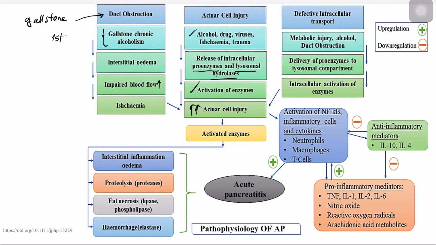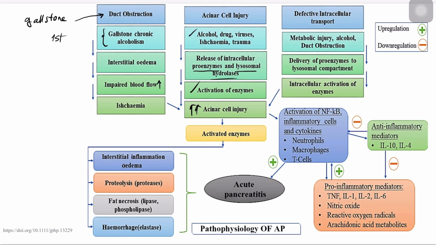The third reason is defective intracellular transport, usually because of metabolic injury, alcohol, or duct obstruction. There is delivery of the proenzyme to the lysosomal compartment, and in this case intracellular activation of enzyme can digest the acinar cell and cause acinar cell injury. And when there is acinar cell injury, we have a storm of enzyme because of the activation of the enzyme.